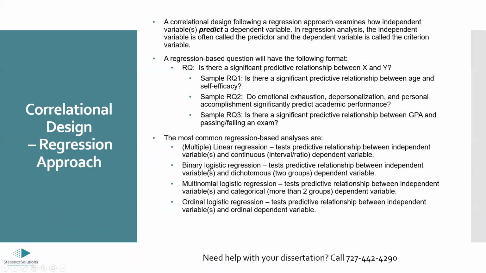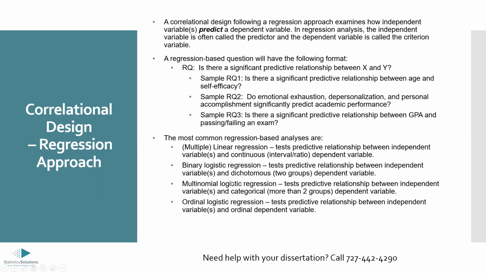A logistic regression, and specifically a binary logistic regression, is used when you have an outcome or a dependent variable that only has two levels. Binary usually implies two. So if you have an outcome like we have for research question 3 here, is there a significant predictive relationship between GPA and passing or failing an exam? Passing or failing an exam is dichotomous, or binary. You either pass or you fail, and there's not an in-between. That's when you run a binary logistic regression.